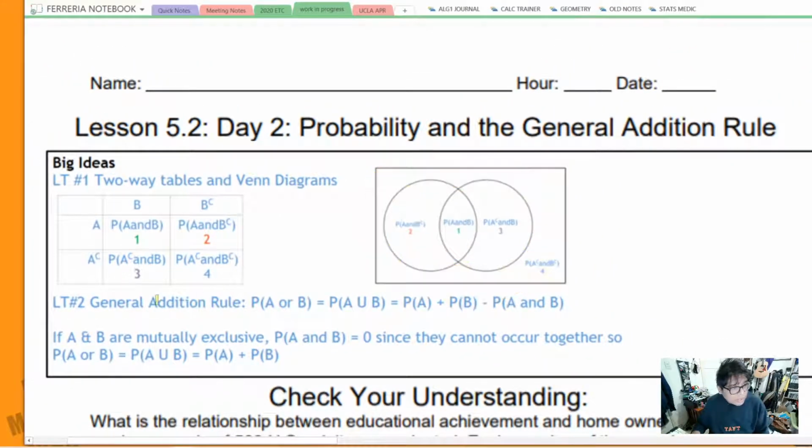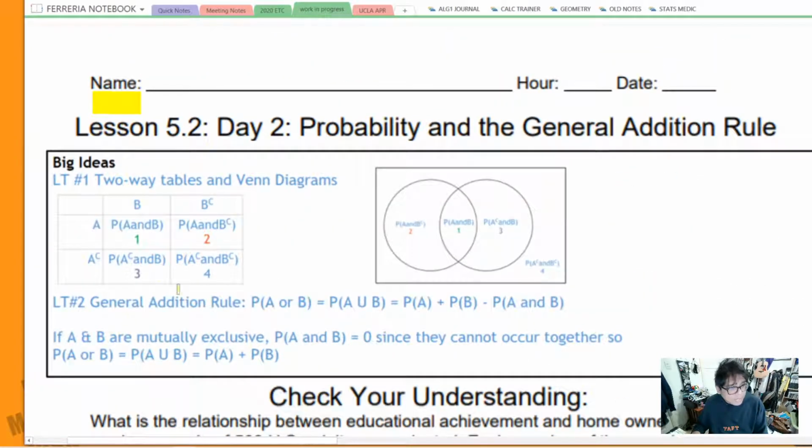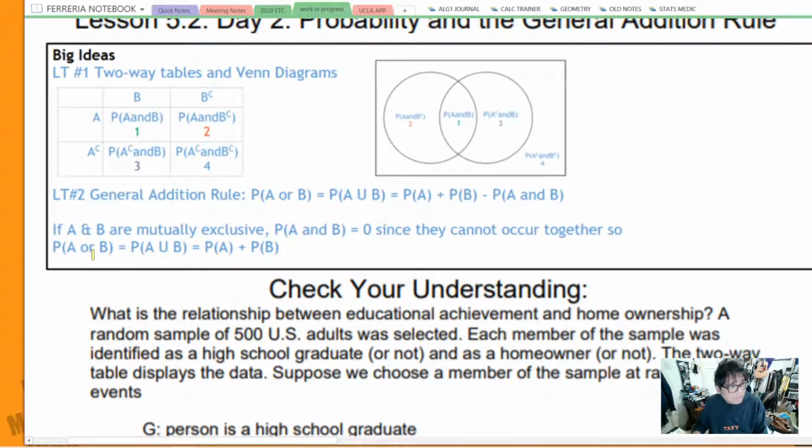So we talked about the general addition rule. If you have two things, they don't have to be mutually exclusive anymore, and if they're not mutually exclusive, then you subtract what they have in common from the sum of the two probabilities. That was this one right here, number 4. Next, if they are mutually exclusive, then of course this rule still counts, because the probability of A and B is equal to 0.